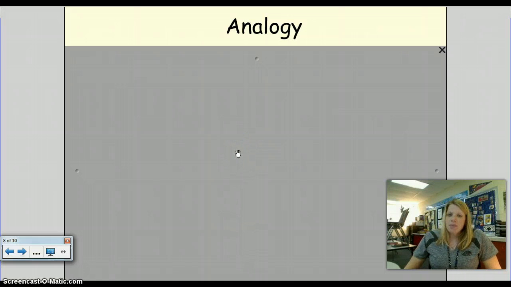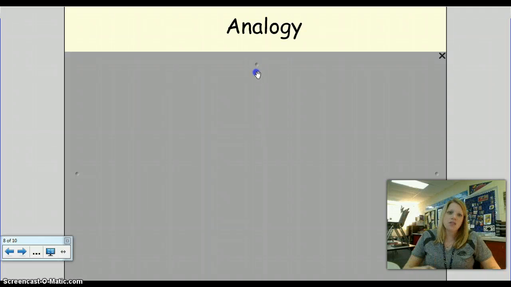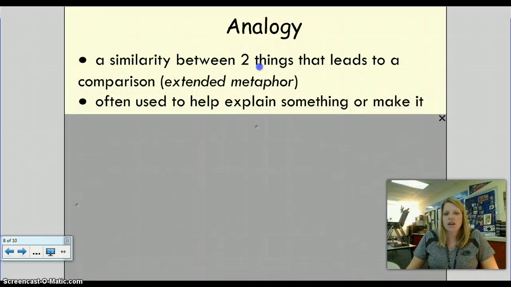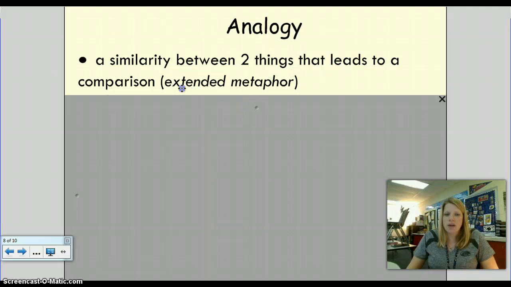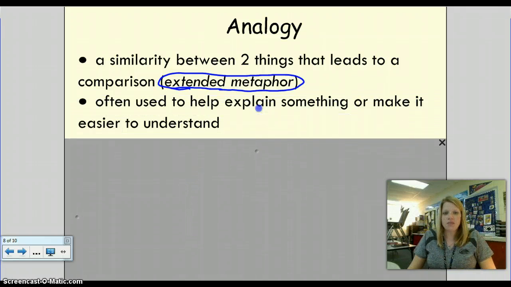An analogy, this one might be a little new to you. The analogies we're going to look at aren't the "a pencil is to paper as this is to that" kind. We're going to look at a similarity between two things that leads to a comparison. I want you to remember this term: extended metaphor. It's a comparison between two things, but to make it an analogy, it's got to be extended. It runs through the whole poem, section, or paragraph, beyond just a one-line metaphor.